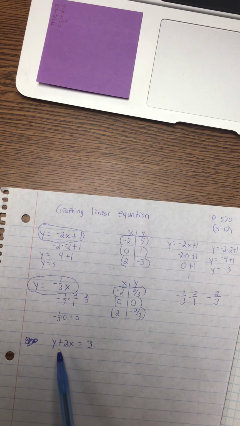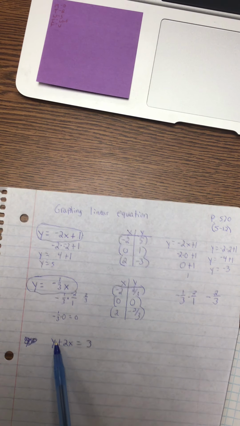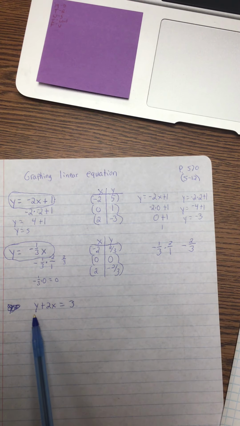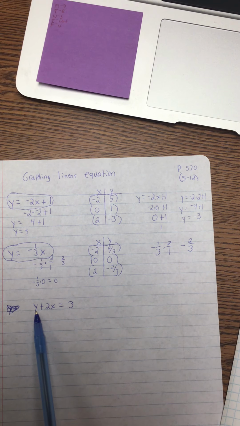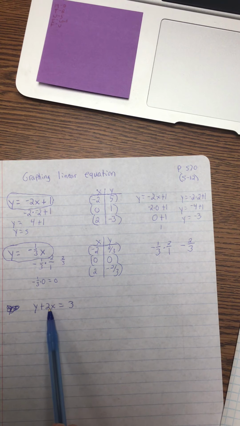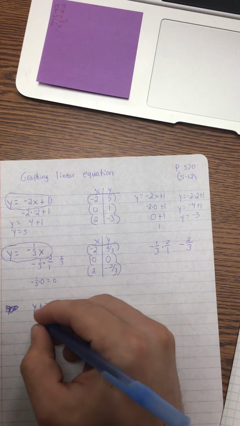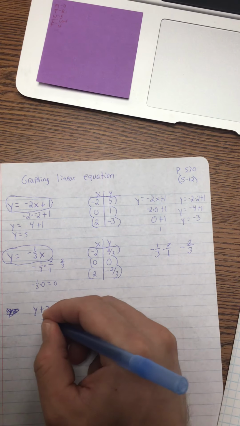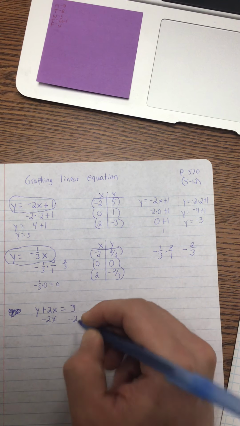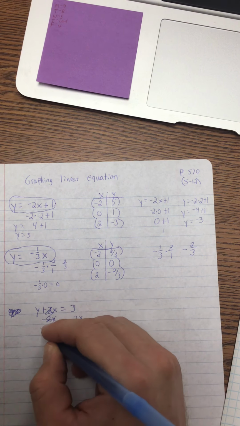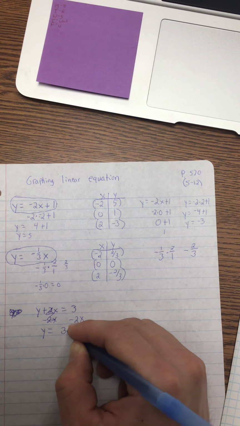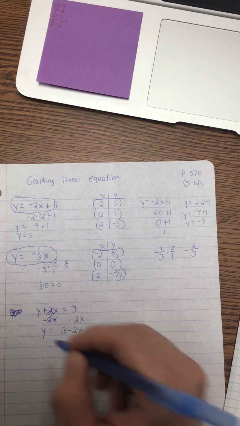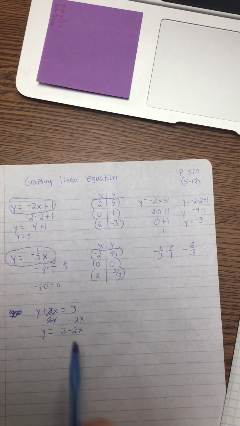So on this equation, I do not have y by itself, so we need to first kind of solve and get y by itself. So in order to get y by itself, it's being added by 2x, so we need to just subtract 2x. On these other two, previously y was already by itself, so I didn't have to do this. So I need to subtract 2x and subtract 2x, right? Those are gone. I have y equals 3, and then just it's minus 2x. So that is my equation now. Okay, now I have y by itself.